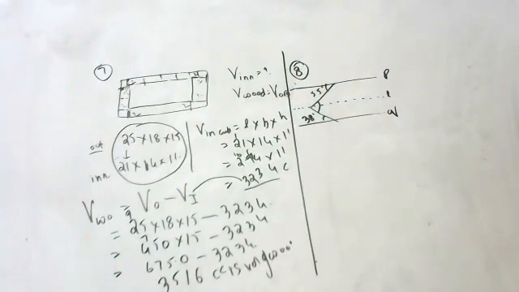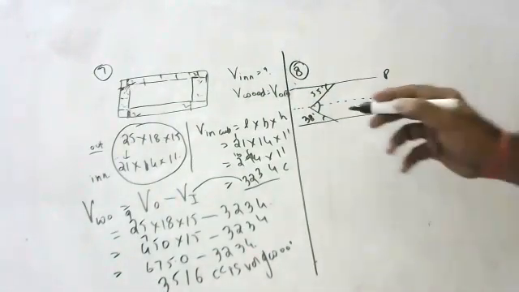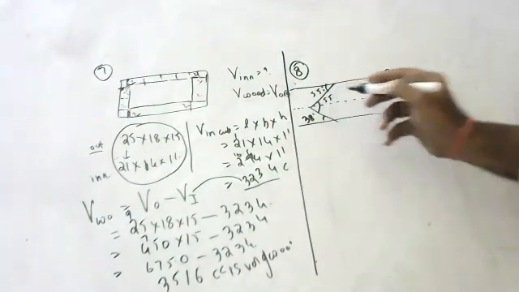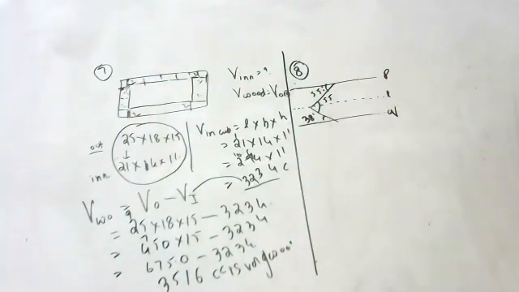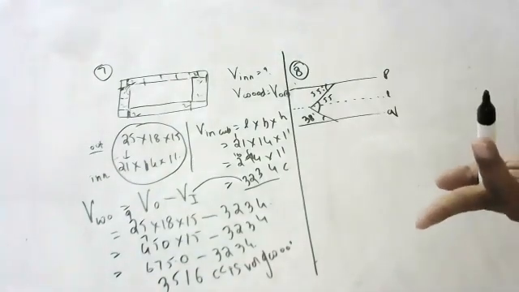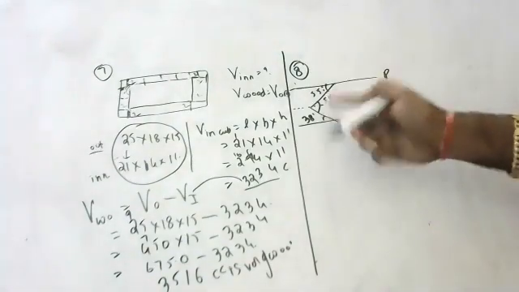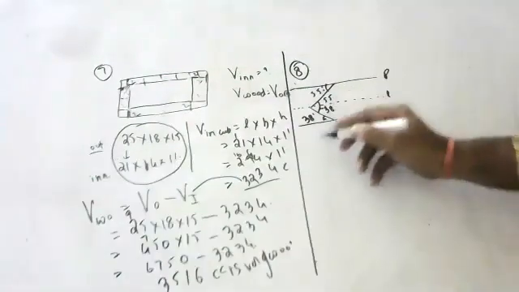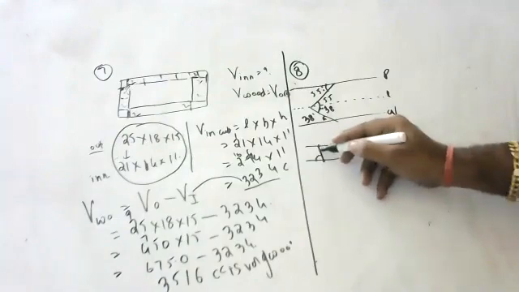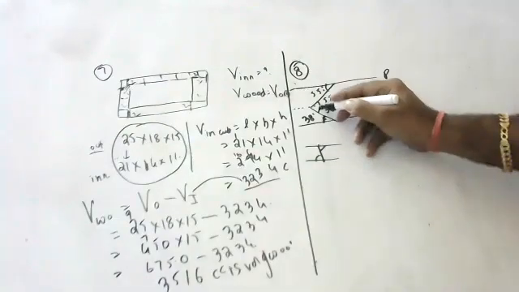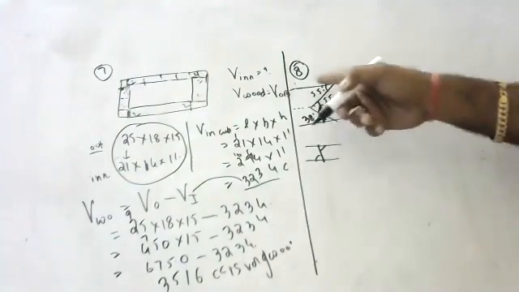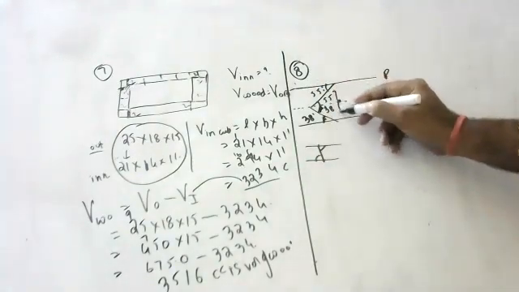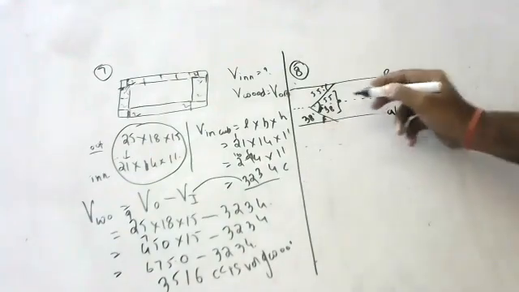So the angle becomes x and x. If this is 55, this is also 55, right? Alternate. If this is 38, this is also 38, right? This and this are always alternate. Why? Alternate. Now we can add them. How much? 55 plus 38?